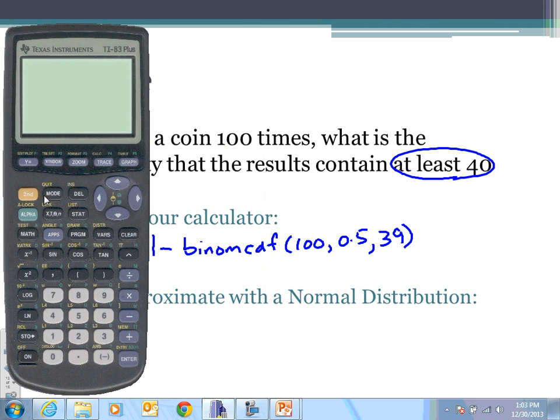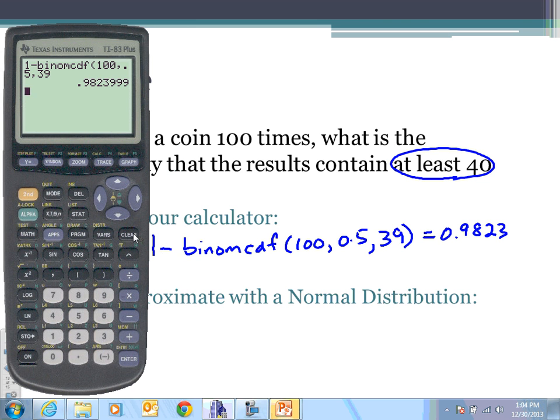So into my distribution menu here. Let me exit out here. Let's do 1 minus first. 1 minus into my distribution menu. Scroll down to the binomial CDF. We'll go 100, comma 0.5, comma 39, and hit enter. And we come up with approximately 0.9823. So let's just jot that number down so that we can compare back to this when we approximate with the normal distribution.